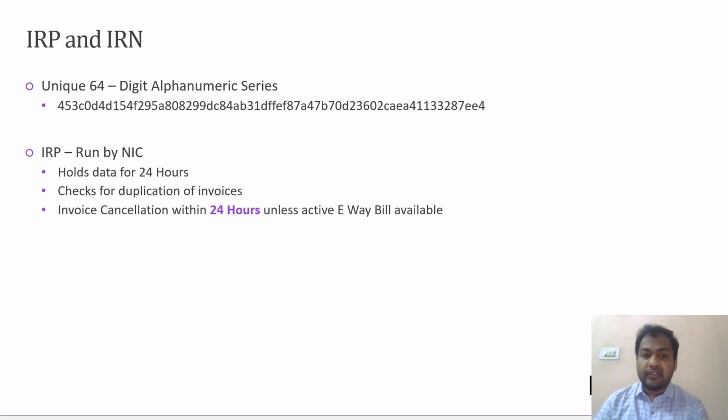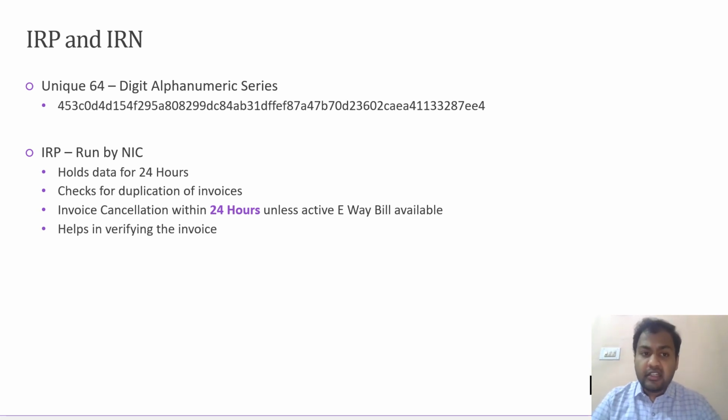Okay, we can cancel the invoice within 24 hours. I'm sorry, 48 hours has been written there, but it is actually 24 hours. Originally the plan was to give 48 hours, but now it has been reduced to 24 hours. The recent FAQ also mentioned that the cancellation will be available for 24 hours. Invoice can be cancelled within 24 hours of generation, but if a valid or active e-way bill is available, then the cancellation will not be possible. In that case, first we have to cancel the e-way bill and then come back and cancel the invoice.